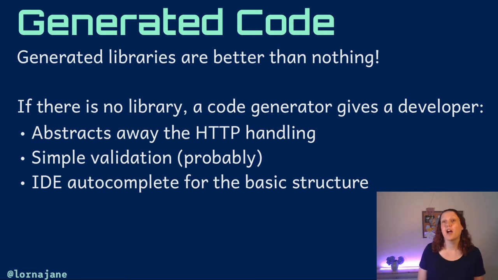You can also generate code from an API description. And yeah, this talks about SDKs. You can guess we're going to talk about generated code a bit. Now, generated libraries are better than nothing. I didn't say generated libraries are great or even good. They're not. They look like the code was written by a machine because it was. But if there is no library in a developer's tech stack, then you can, or rather the developer can, use a code generator. And it just gives them a little bit more than just having to read the API reference documentation.